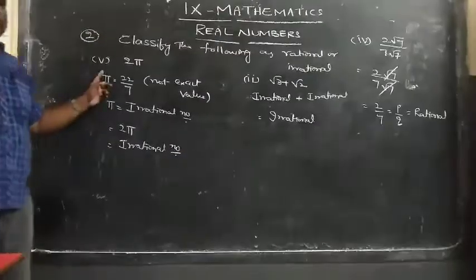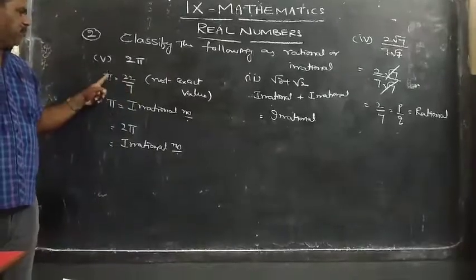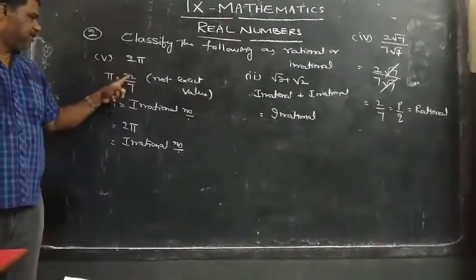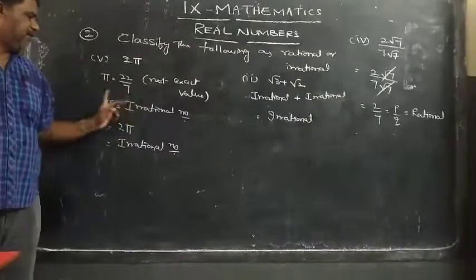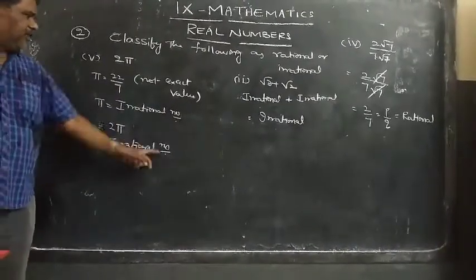So pi value is taken as 22 by 7, but this is not the exact value of pi. So pi, we suppose that it is in p by q form, but it is not a rational number, it is an irrational number. Irrational number, if you multiply by 2, you will get an irrational number.